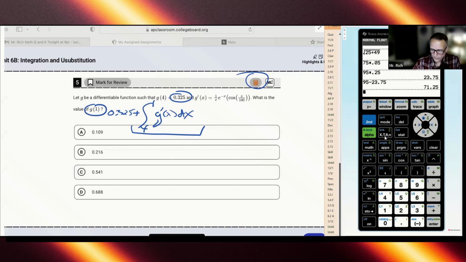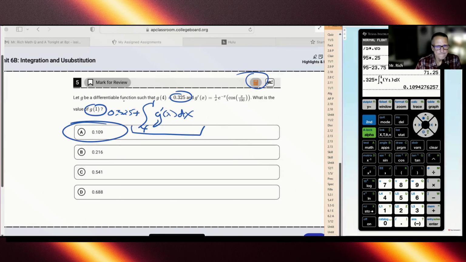So on my home screen, I'm going to go straight away 0.325 plus math 9, integrating from 4 to 1. And then I'm going to bring in y1, alpha trace y1 dx. And now I'm going to hit that button. And if I don't see one of those 4 numbers there, we're in trouble. Okay, so I like A, like that.